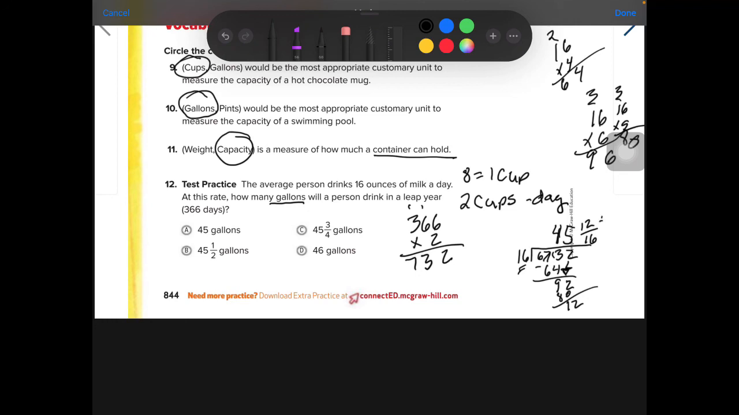But that can be simplified. I think that 4 can go into both of them. So 12 divided by 4 is 3. 16 divided by 4 is 4. So my final answer is going to be 45 and 3/4. That was a lot of work. And I see that answer right there.